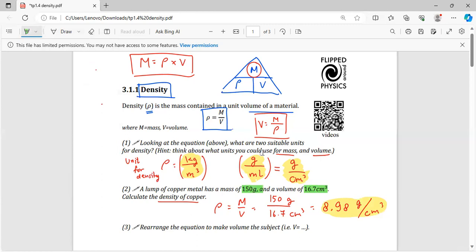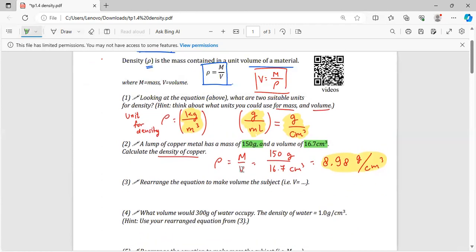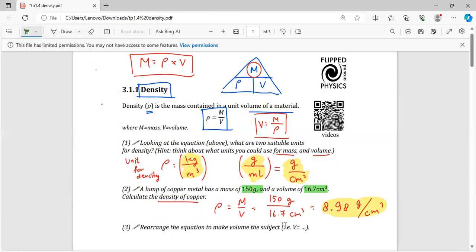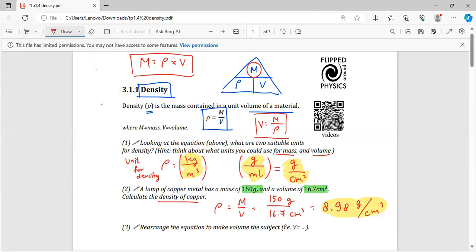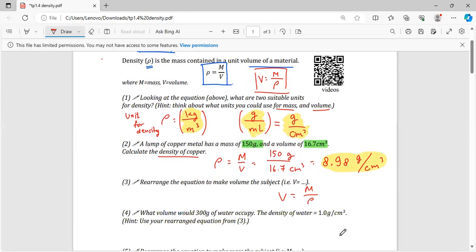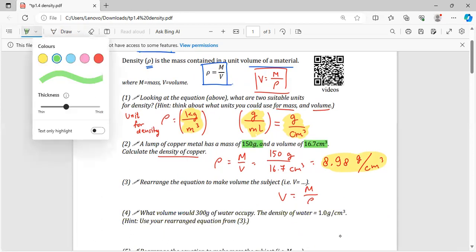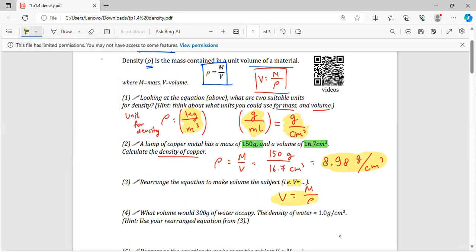All right, we're going to continue to number three. Rearrange the equation to make the volume the subject. So now we want to find the volume from the formula. From the explanation above, we can conclude that volume is equal to mass divided by density. That's the answer for number three.